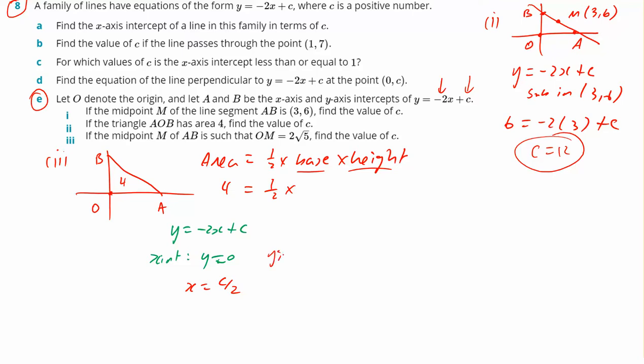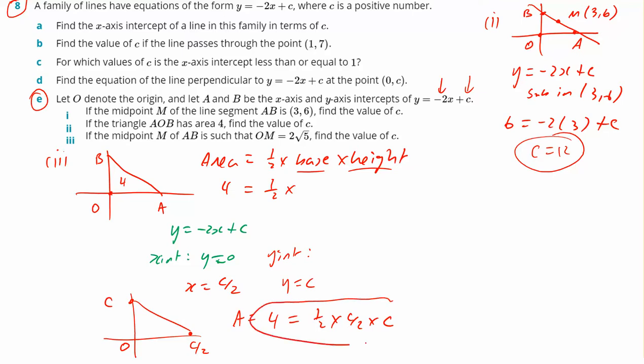So the y-intercept. I don't even need to calculate for this because I know the y-intercept happens to be y equals c. Okay. So if I redraw the triangle, this will be c over 2, this will be my c, this will be my 0. So the area is 4, which equals half times base, which is c over 2, times height, which is c. So all I'm going to do is enter this on my CAS calculator and solve for c.